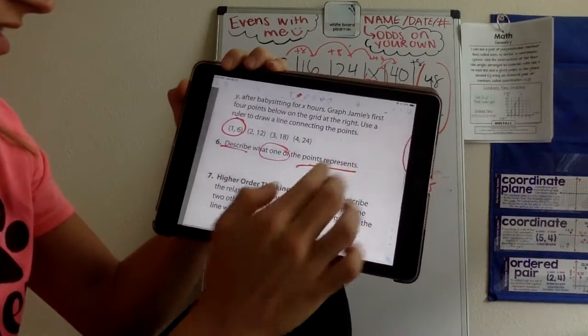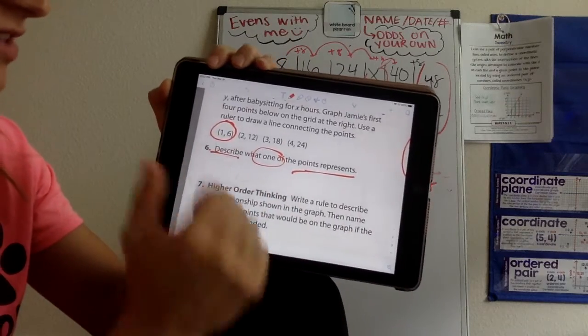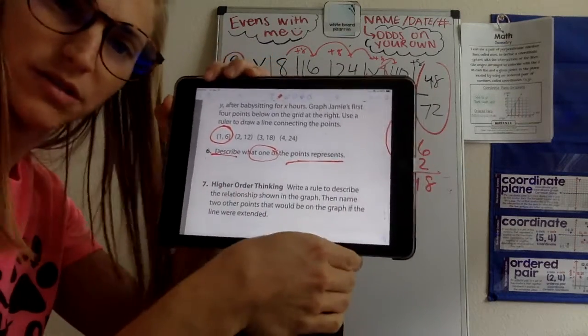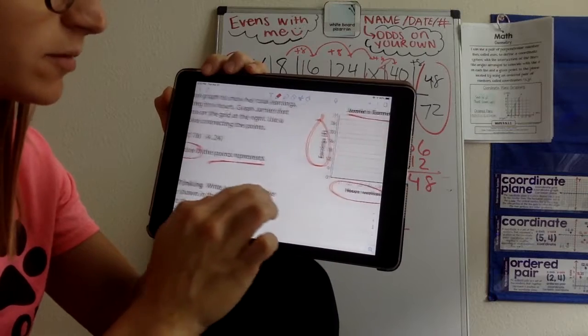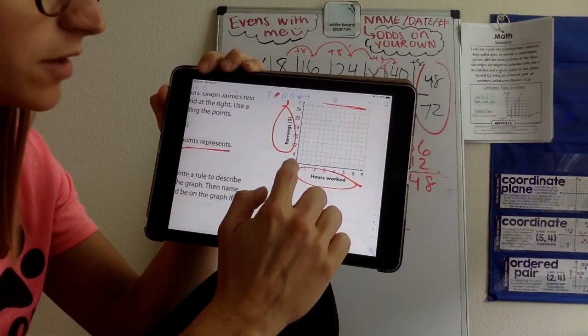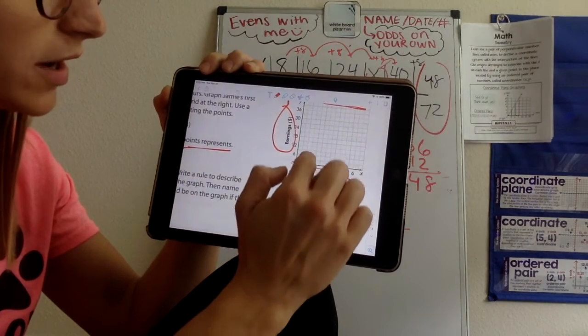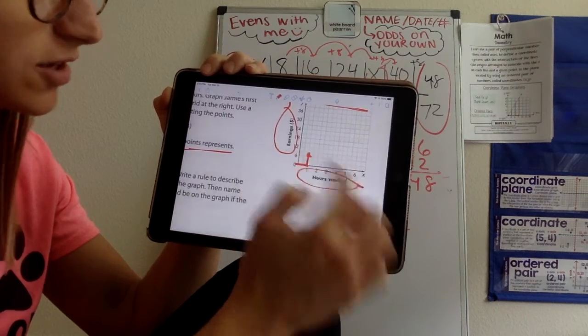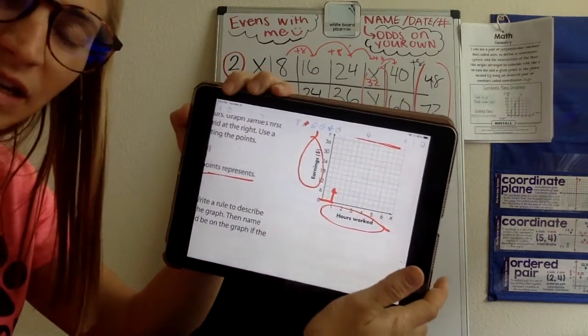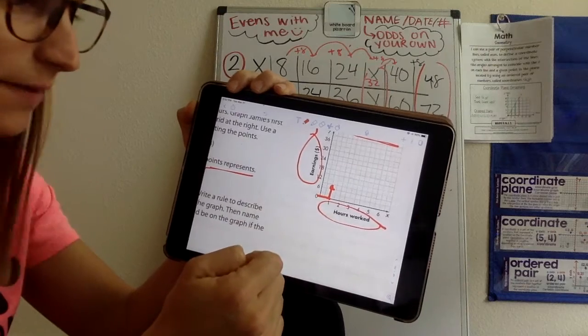So number 6 says, describe what one of the points represent. I just picked the first one because it was the first one. Alrighty, so if I come over here and I start at my 0, and I crawl 1, and I stand 6, what does this point even mean? Well, again, we got to read our X and our Y.